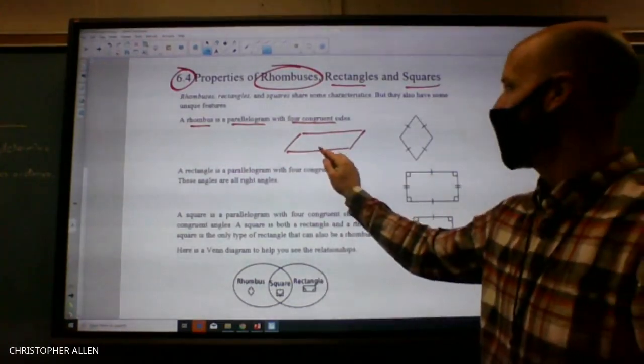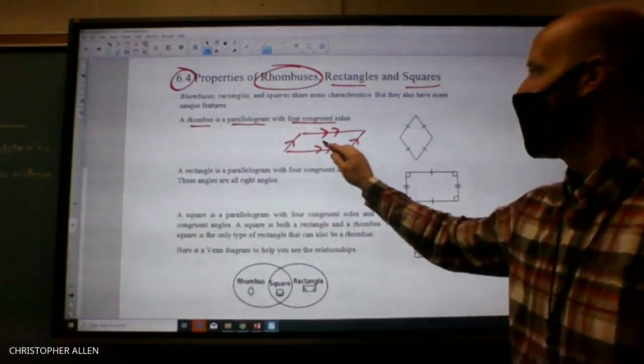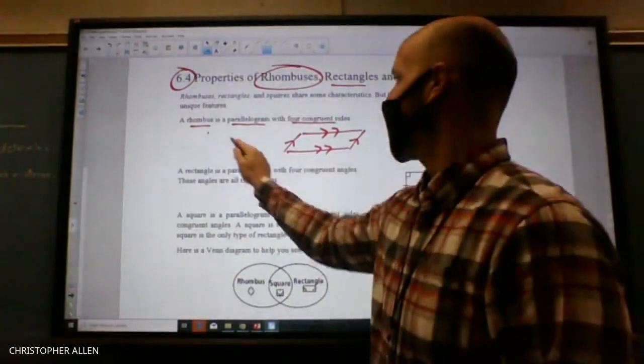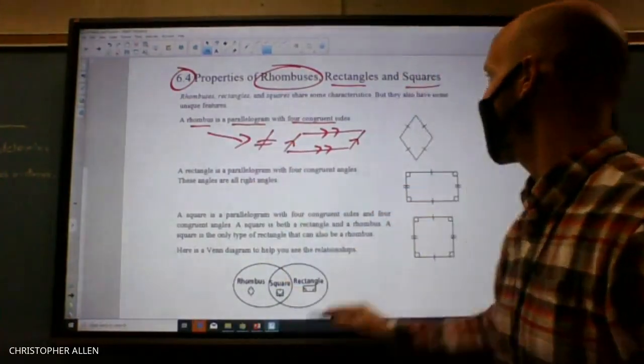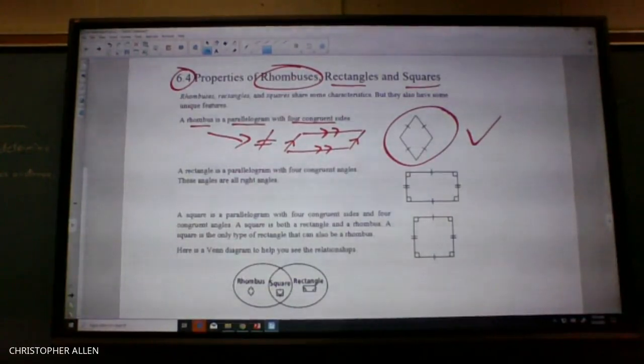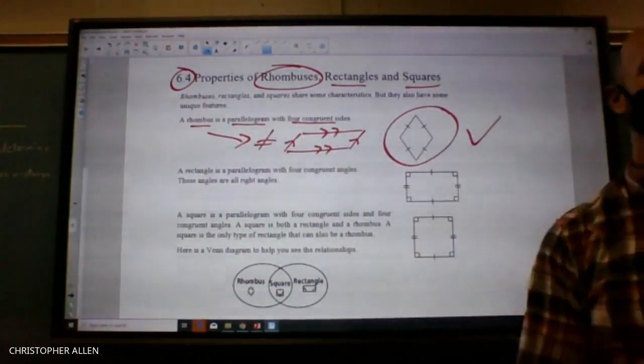So we know that this side is parallel to this side, and this side is parallel to this side. This is not a rhombus. That is a rhombus. A rhombus is a parallelogram with 4 congruent sides.